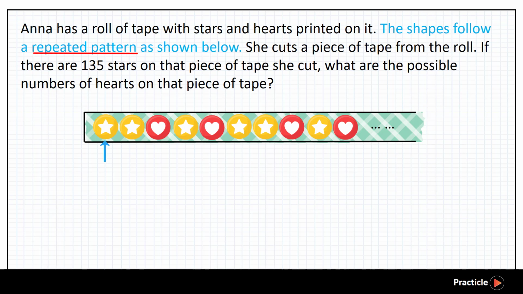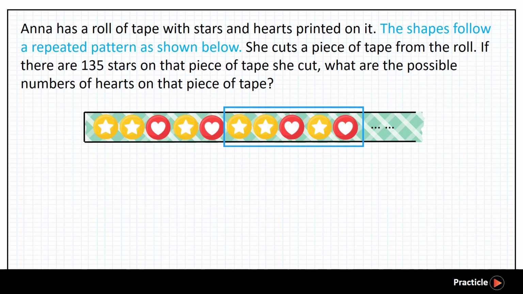We have one star, two stars, followed by one heart, and then we have another star and another heart before we see another two stars again. So do you see the pattern here? After going through 5 shapes, we have another 2 stars, 1 heart, 1 star, and another heart. And that's how we know that the pattern repeats after every 5 shapes.